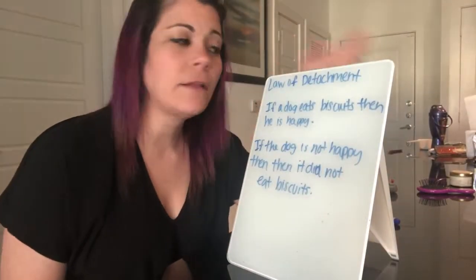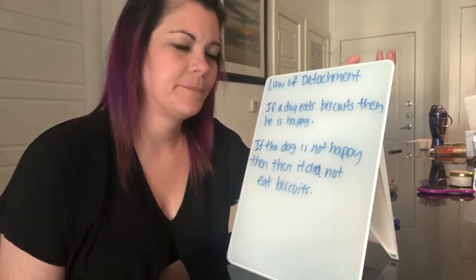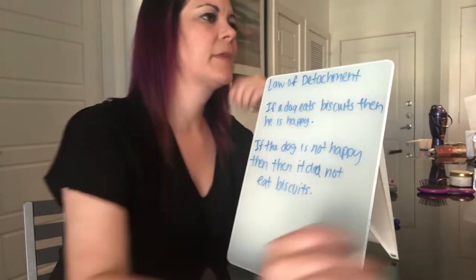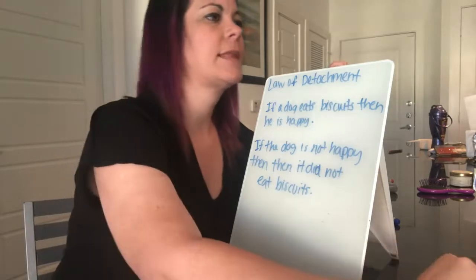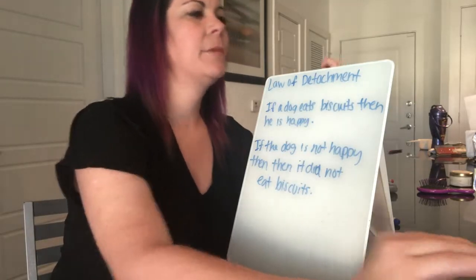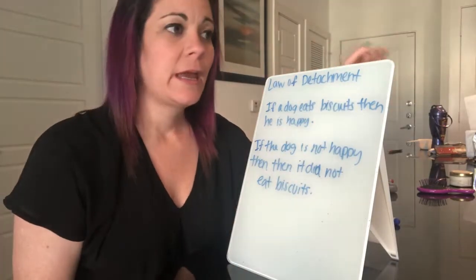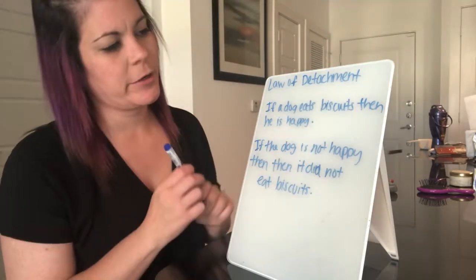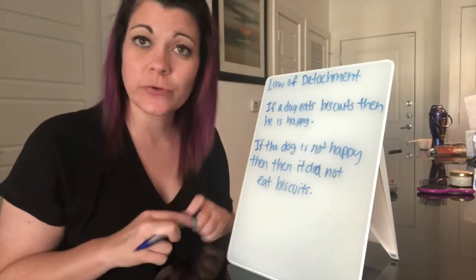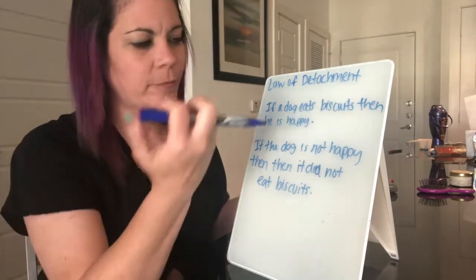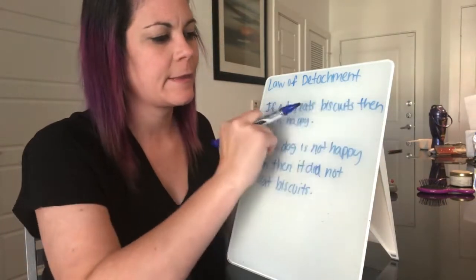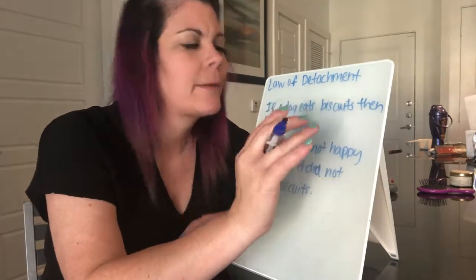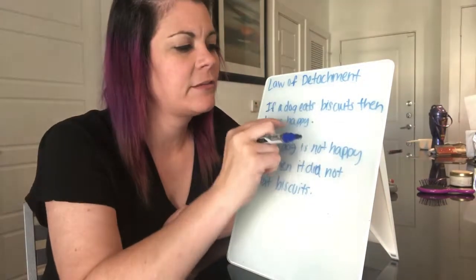Okay, so now let's talk about the law of detachment. The law of detachment says, for a true conditional statement, if the hypothesis occurs, then the conclusion will occur. So it has to be a true conditional statement. We're going to assume this is true: if a dog eats biscuits, then he is happy. We know that all dogs, if they eat a biscuit, they're going to be happy. So we're saying that this is true.